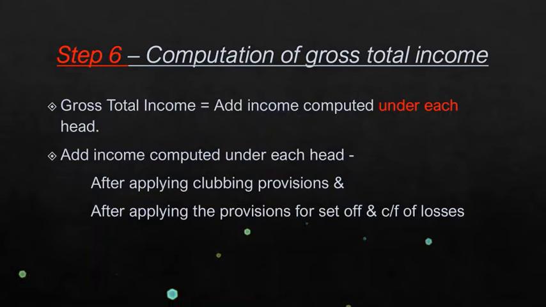Step 6. Computation of gross total income. Gross total income equals the sum of income computed under each head, after applying clubbing provisions and after applying the provisions for set off and carry forward of losses.